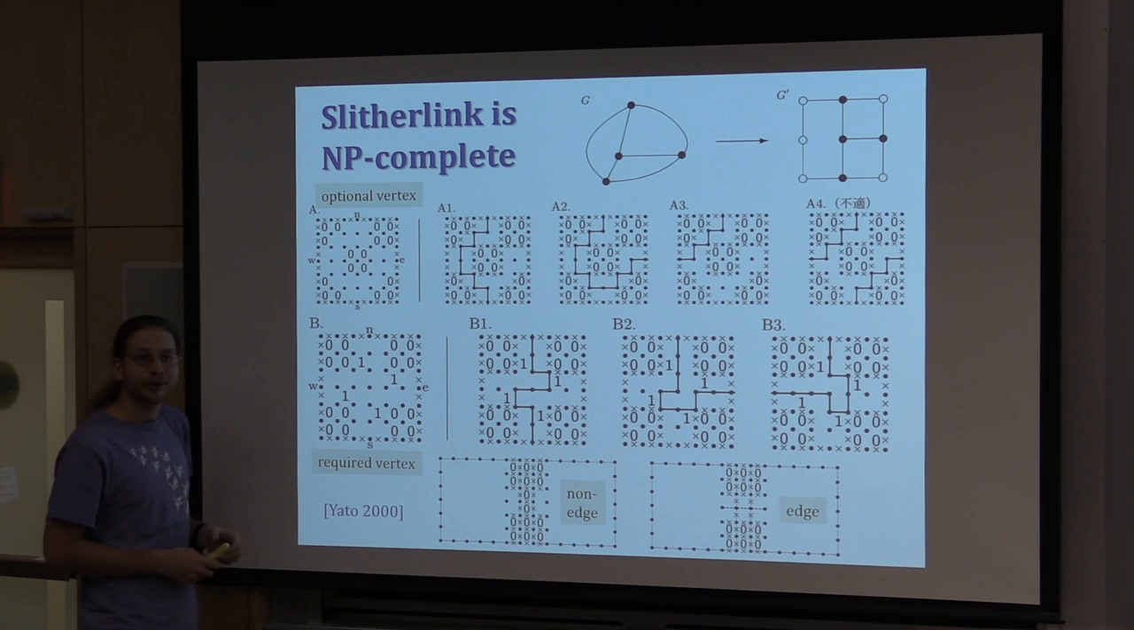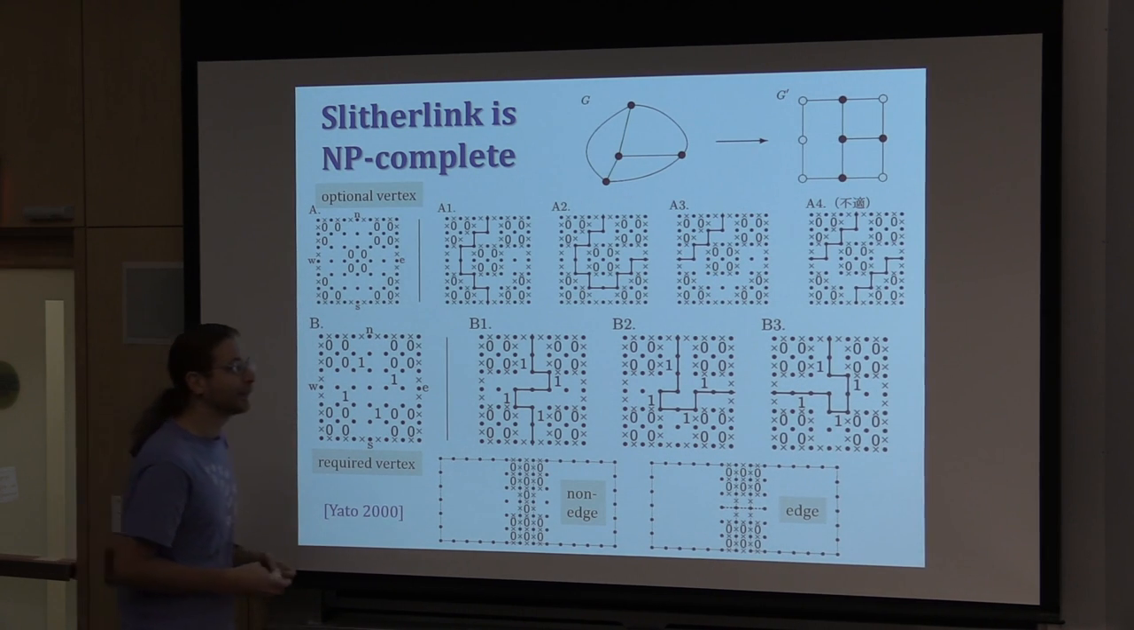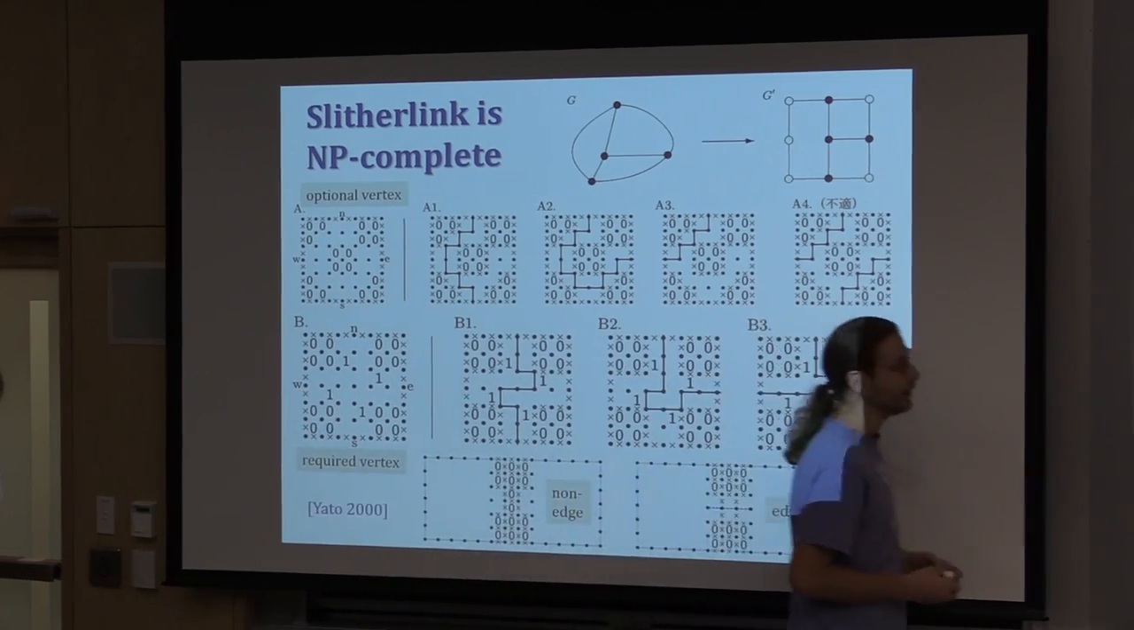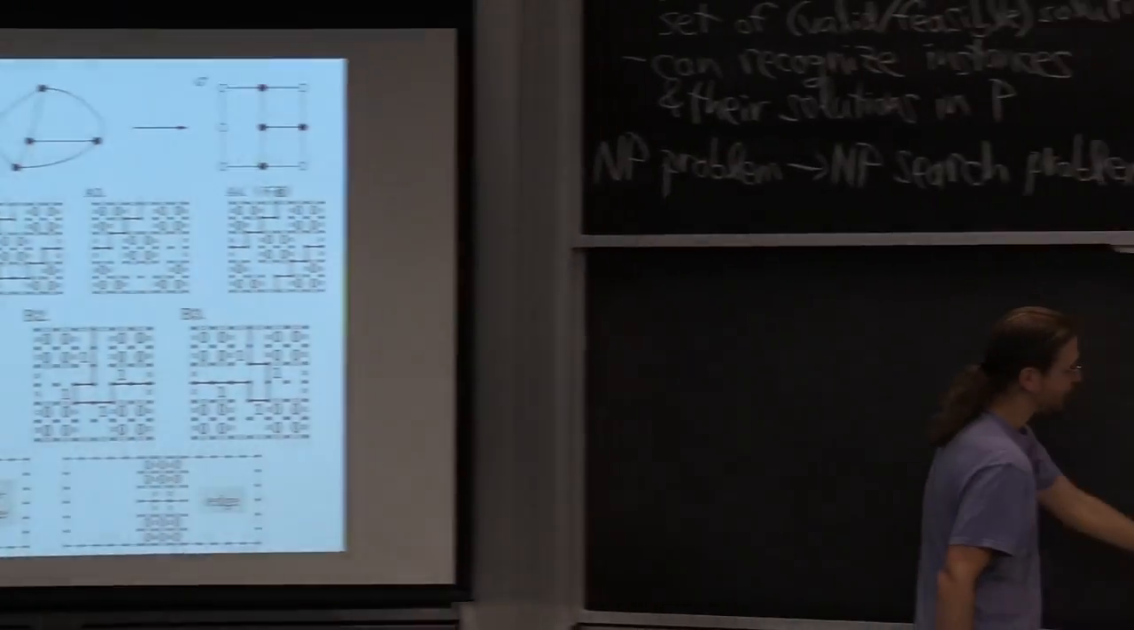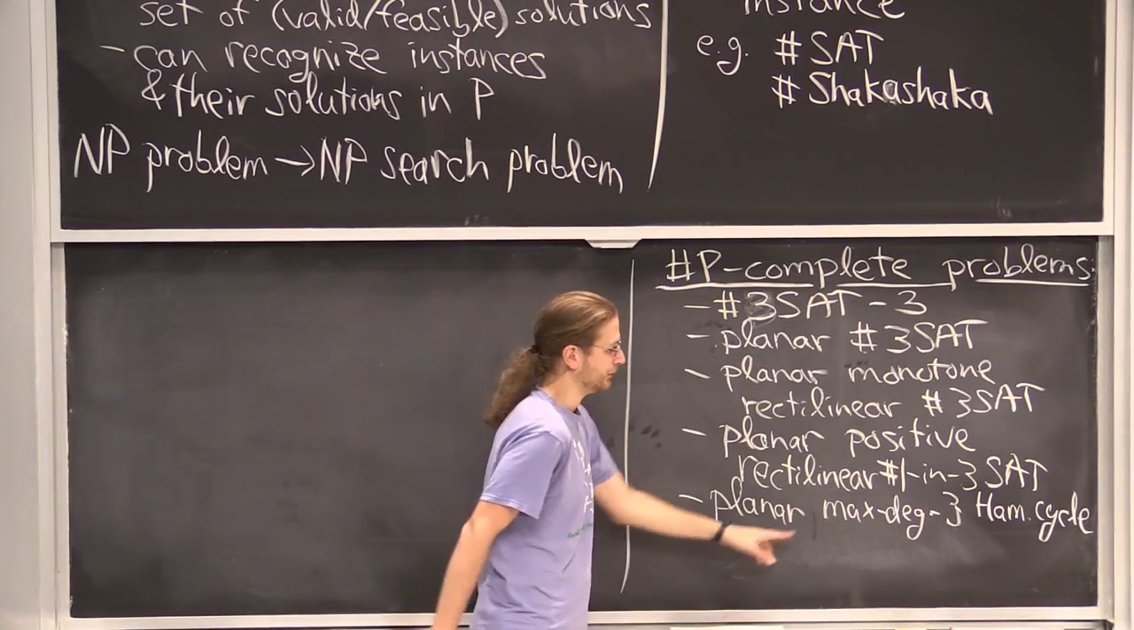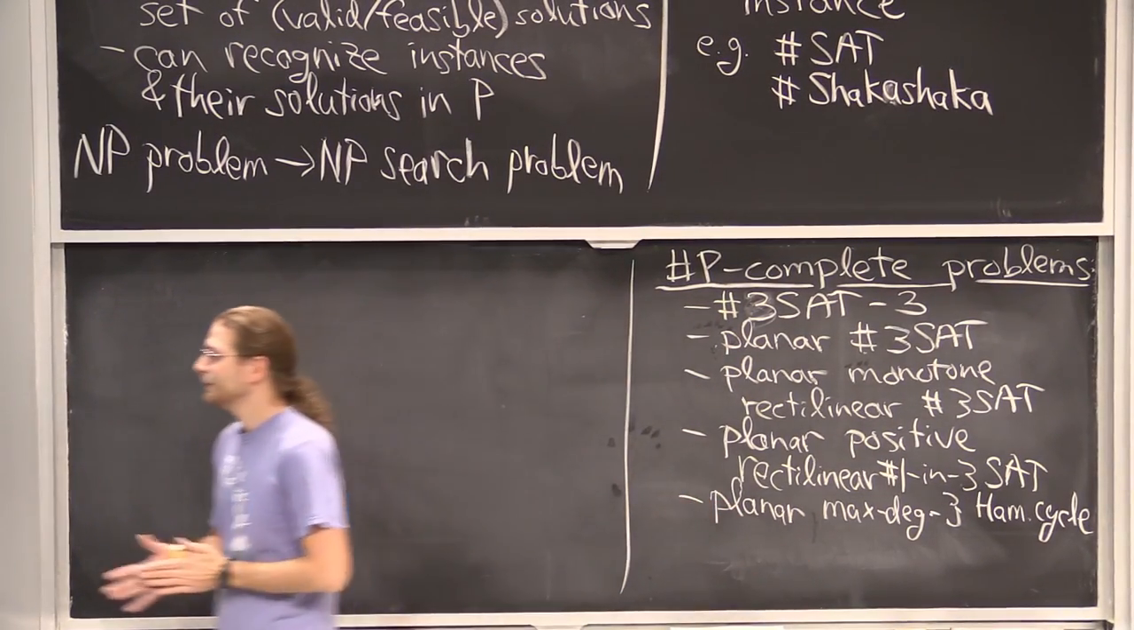Now we don't know whether Hamiltonicity in grid graphs is sharp P complete. To prove that, we would need to be able to put bipartite in here. And I don't know of a proof of that. It's a good open problem.